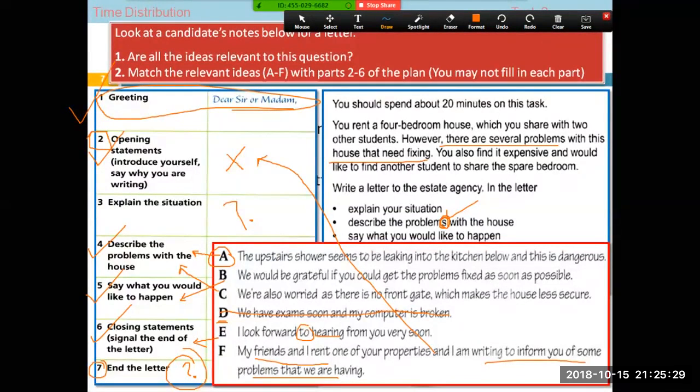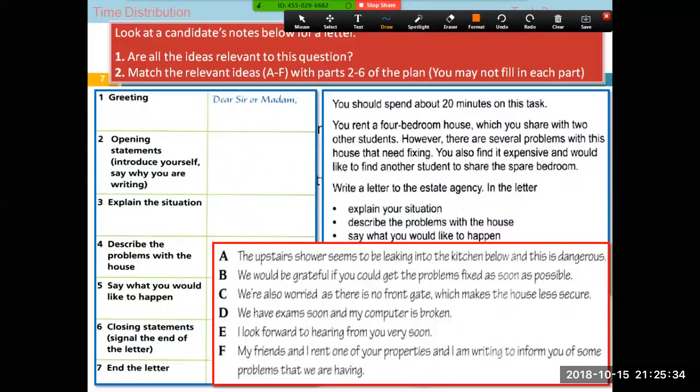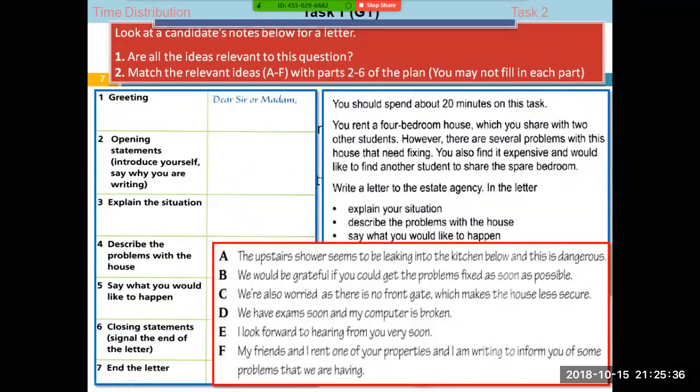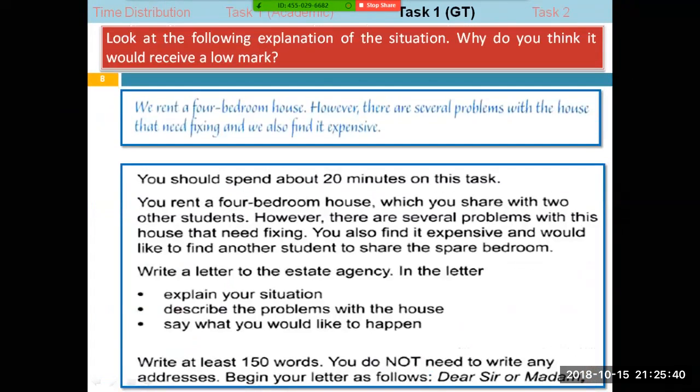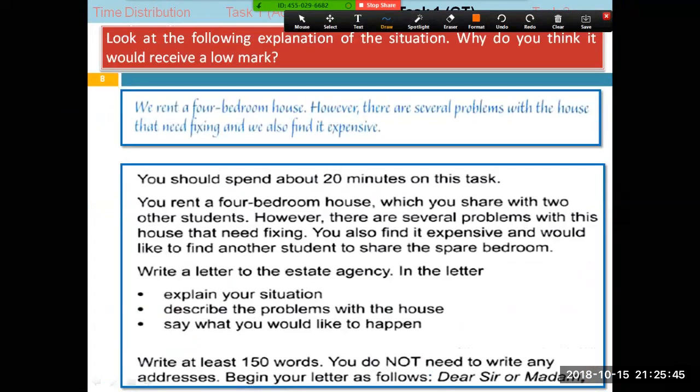Now let's have a look at that. Let's say someone has given this explanation of the situation: We rent a four-bedroom house. However, there are several problems with the house that need fixing, and we also find it expensive. Now, this situation has a problem. And what is that problem?